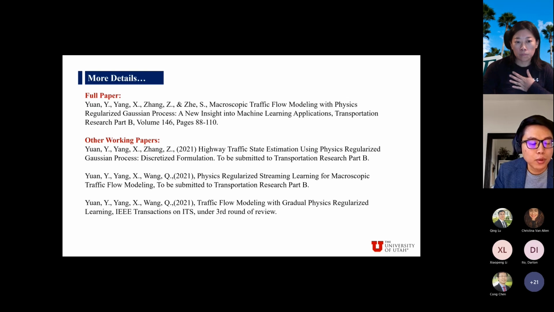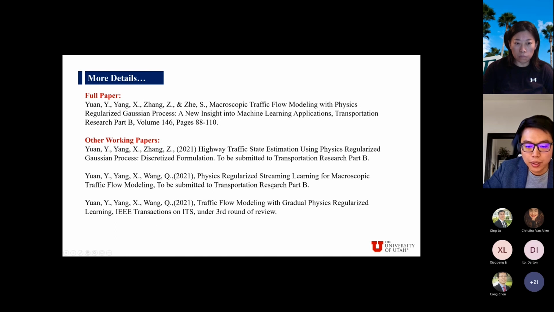And there's more detail of the paper that can be seen from this publication. This paper actually details all the model development and all the case study results. And also we have some other working papers related to this theory, such as having the model work with discrete formulations. So currently we still require the PRGP to work with the PDE of the physics model. That requires the physics model to be a continuous model. But in transportation, we have many models that are discrete models. So this paper actually addressed the issue of how to use the PRGP to deal with the discrete formulations.